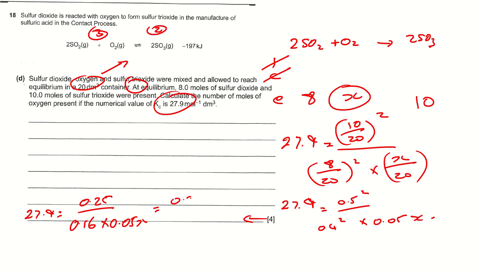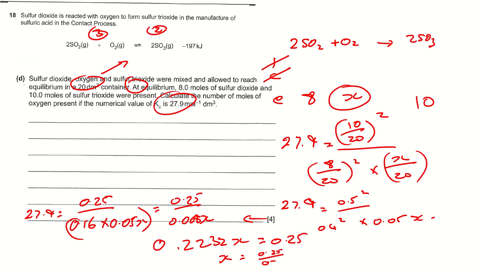Okay, so that gives me 0.25 over 0.008, and remember that's 0.008x. I've just multiplied those two terms out. Okay, so 0.008 multiplied by 27.9. I'm just cross multiplying here, by the way. Okay, that gives me 0.2232x equals 0.25. So I can now work out what my x is by dividing 0.25 by 0.2232.